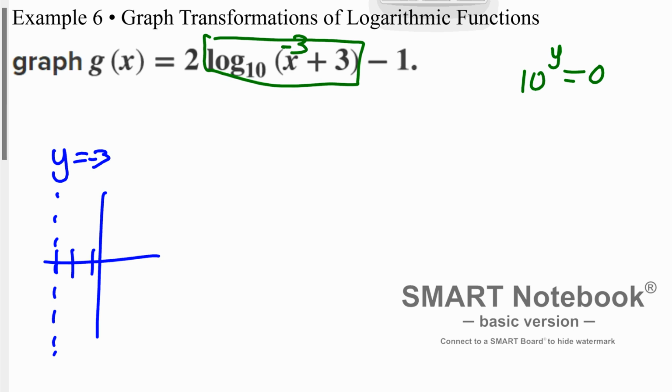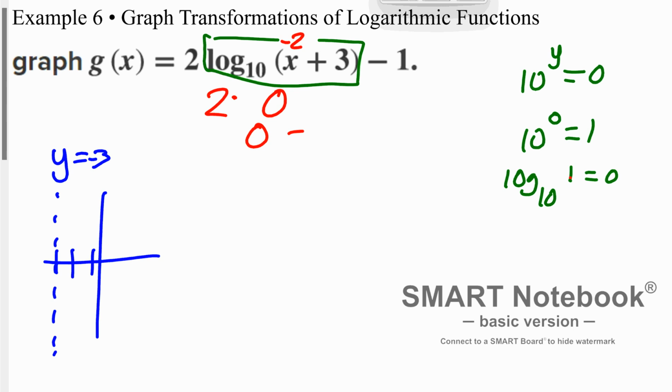Then I know that 10 raised to 0 is 1. So if I think about the log, it'd be log base 10 of 1 would equal 0, right? So how can I make that 1? Well, that would be a -2. So -2, I would get log base 10 of 1, which equals 0. So that would be 0 times 2 is still 0, and then subtract 1. And I'd get -1. So if I plug in -2, I get -1.